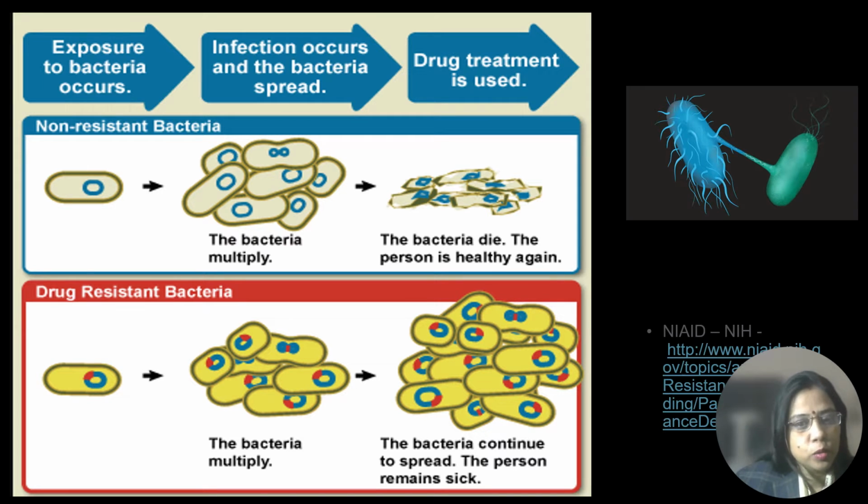So resistance begins when exposure to bacteria occurs, infection develops, the bacteria spread, and drug treatment is used. In this diagram, you see two phases, non-resistant bacteria and drug-resistant bacteria. In the first one, the bacteria multiply, and by the drug treatment they die and the person is healthy again. But if drug-resistant bacteria are there, the bacteria multiply and continue to spread, and the person remains sick.